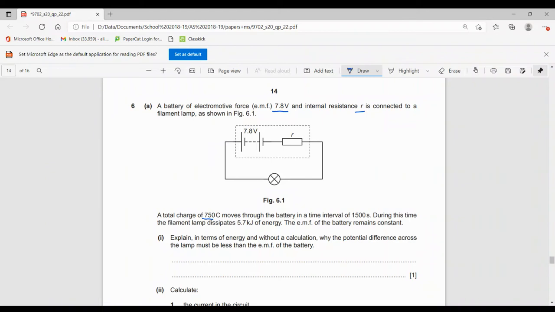Hello, everybody. So, we are first going to start by reading the question. A battery of EMF 7.8 volts and internal resistance R is connected to a filament lamp. We can see the figure.